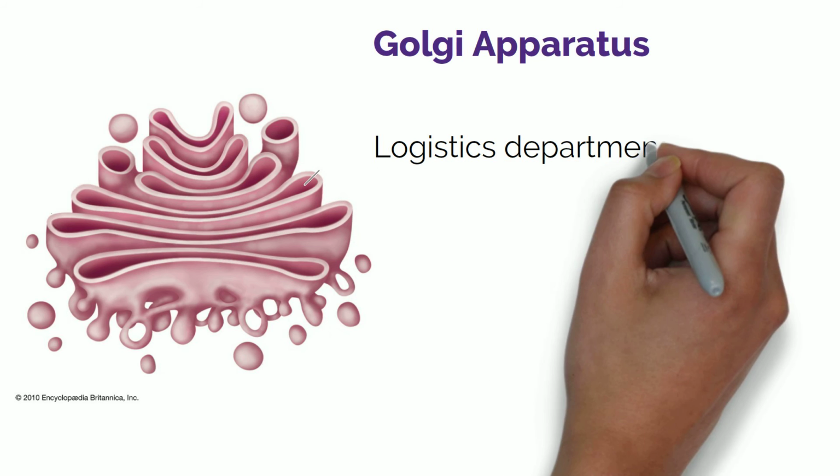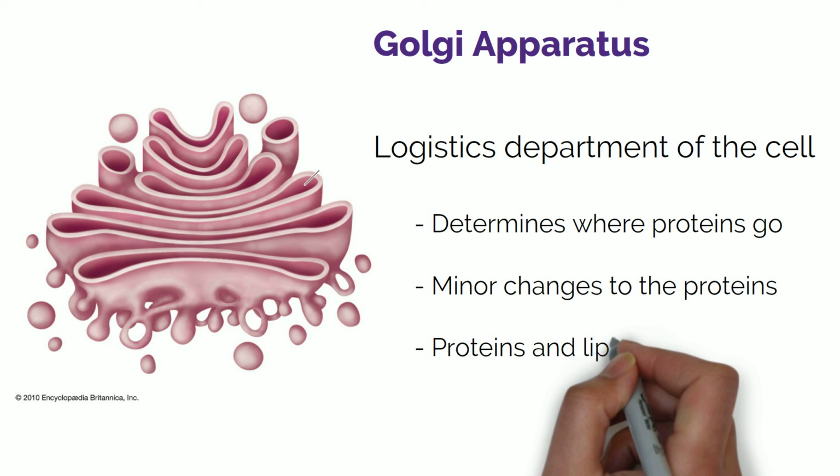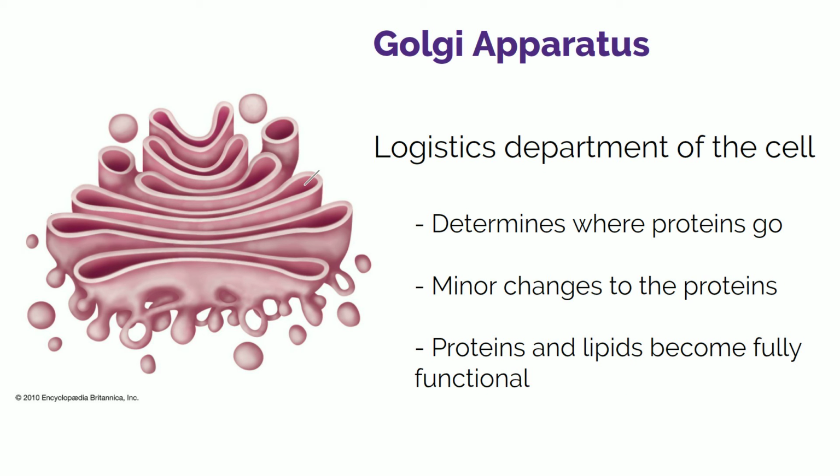Finally, the Golgi apparatus is basically the logistics department of the cell. It determines where the proteins will go after, and minor changes are made to allow proteins and lipids to become fully functional.